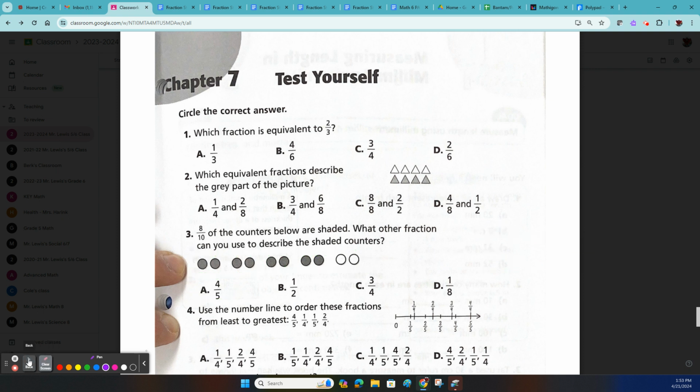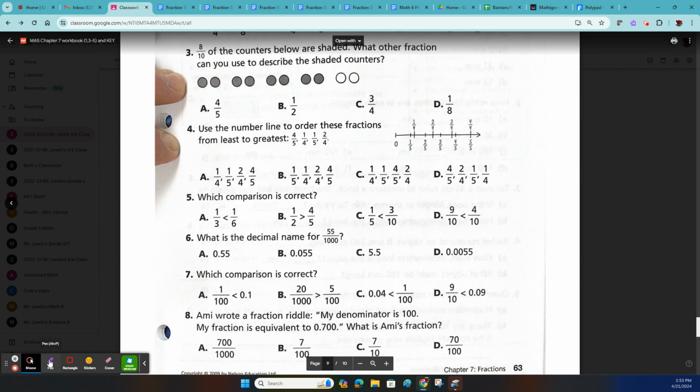Cool. Moving on. Question 4. Use a number line to order these fractions from least to greatest. We've got 4/5, 1/4, 1/5, 2 quarters. Okay, so notice they've already given us this beautiful number line right here. So that's going to really help us. So let's have a look at 4/5 first. Let's see if I can find it. Ooh, 4/5 right there. Boom.